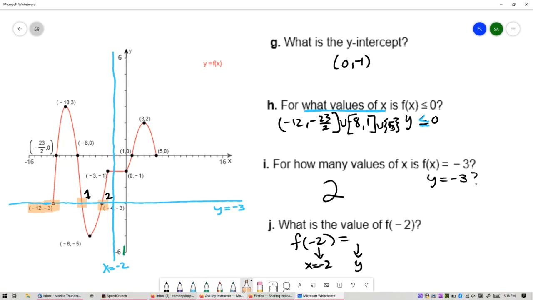And this vertical line crosses the graph right here. That point is not labeled, but that point would be -2, -1. And so I know that f of -2 is equal to the y value of -1.